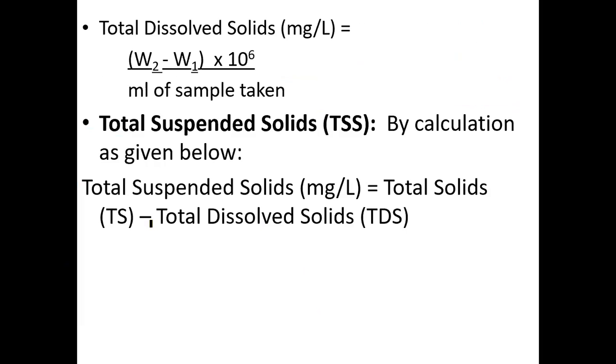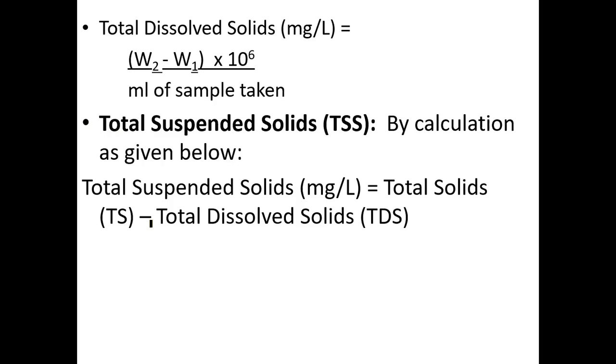Now total dissolved solids again are calculated by W2 minus W1 multiplied by 10 raised to 6 divided by ml of sample taken. So already we have calculated total solids, and now we have calculated total dissolved solids. Now if you want to calculate total suspended solids, you can do it by calculation as follows. Total suspended solids in milligrams per liter is equal to total solids minus total dissolved solids. So the difference between total solids and total dissolved solids will give you total suspended solids.